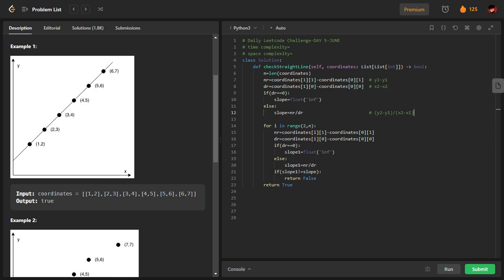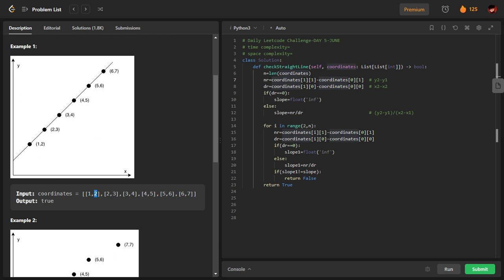So how to implement this? See, this formula has a numerator and a denominator. We will be calculating each of them separately. NR refers to the numerator, DR refers to the denominator. I've already calculated N as the length of the coordinates array. So my numerator is y2 minus y1. What is y2? This is going to be my y2. This is going to be my y1.